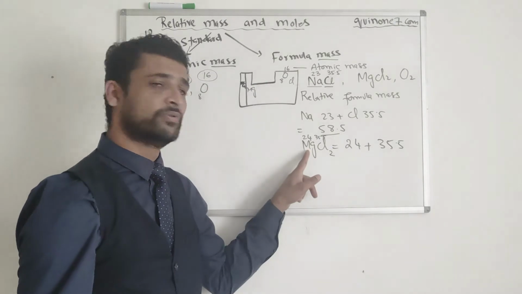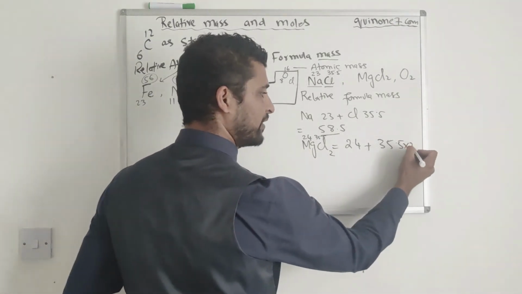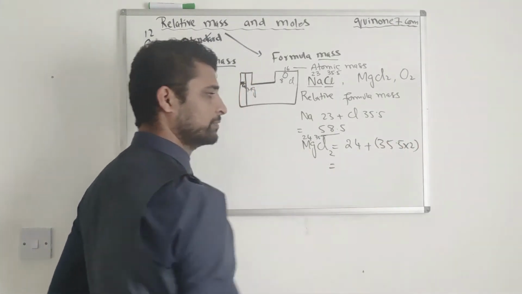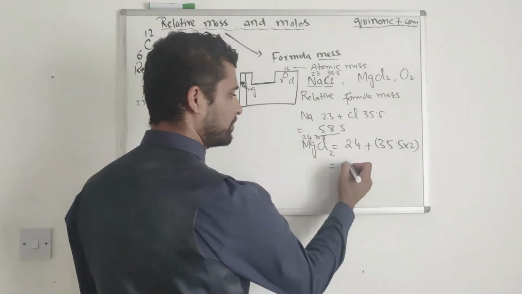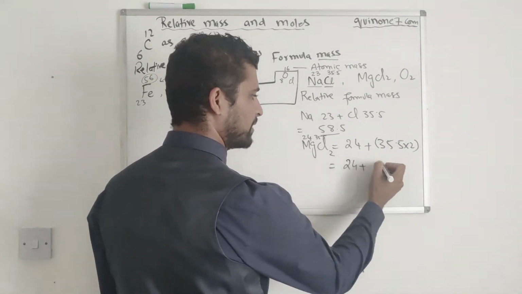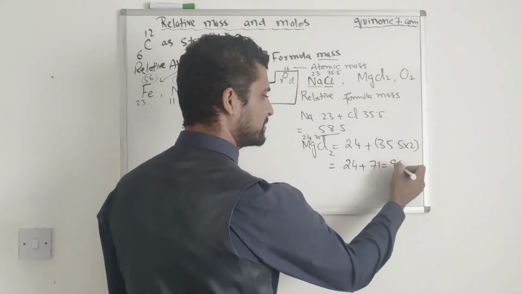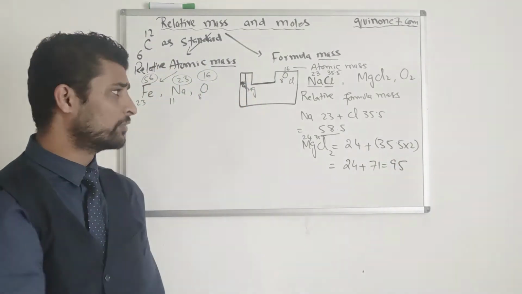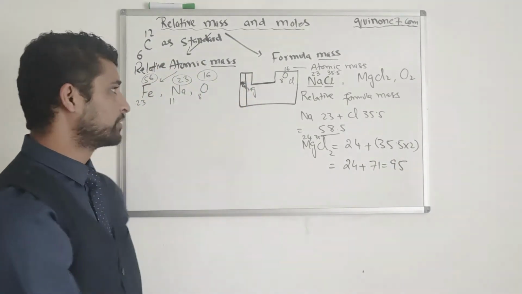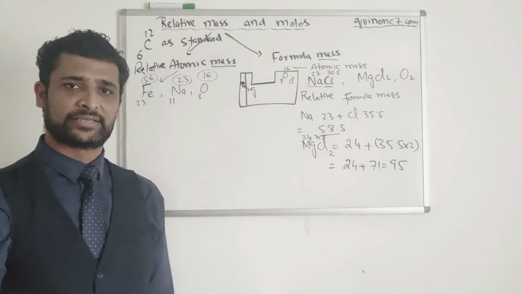It has got nothing to do with magnesium, so 35.5 will be times by 2. Right, so that's gonna be 24 plus 71, and that's 95. And that's how you're gonna calculate relative atomic mass and relative formula mass.